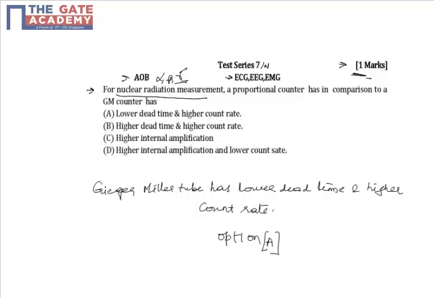So here basically you have an ionization chamber, something like this. You can draw it here. You have a cathode and anode, and it is filled with an inert gas.